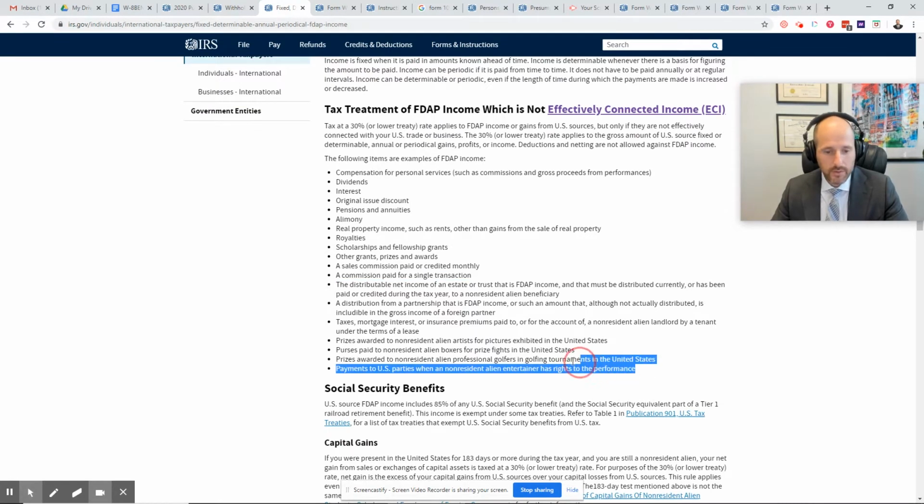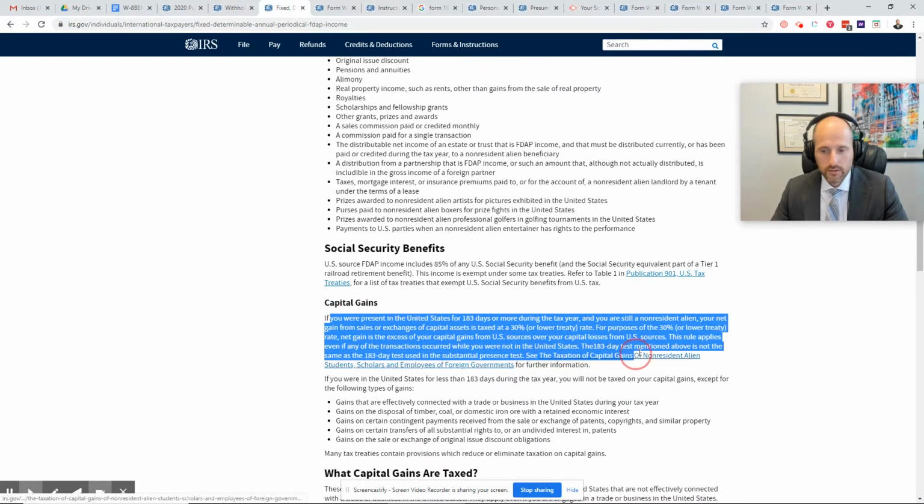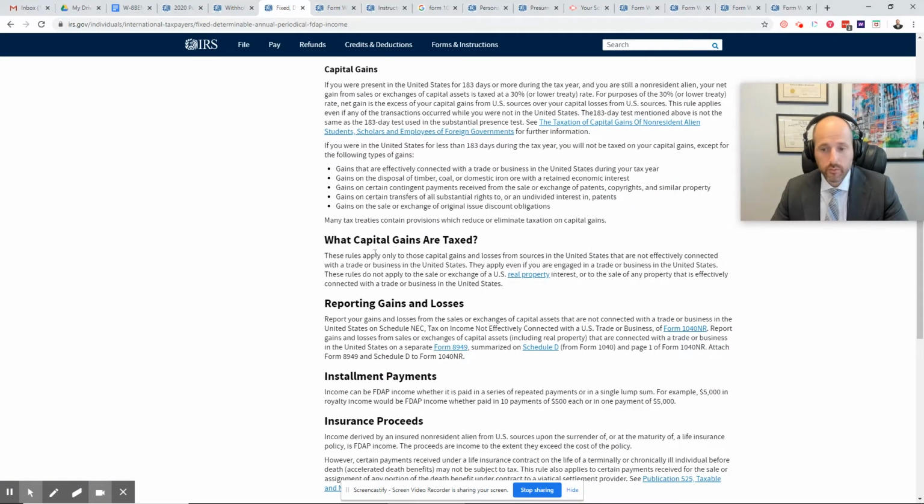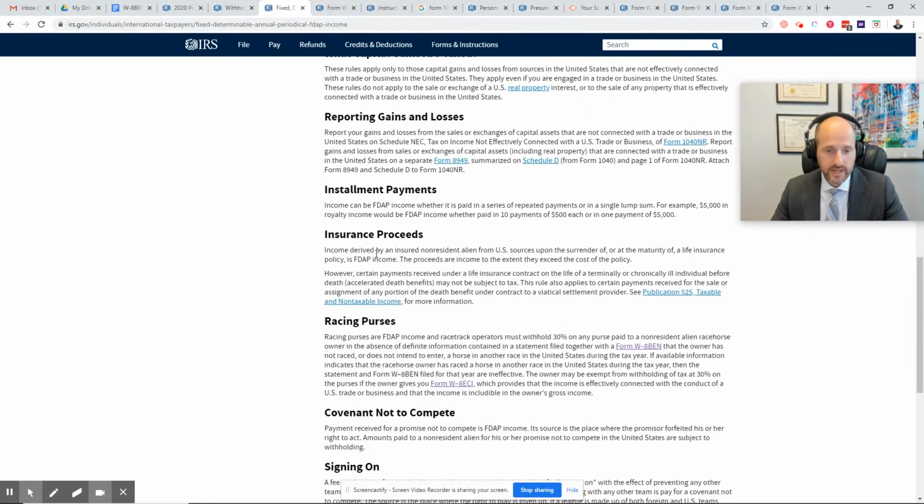I don't see anything here about insurance, prizes, purses, prizes for gambling. Capital gains really aren't U.S. source income. What capital gains are taxed? If you're a resident, then you have to pay tax here. Insurance proceeds, income derived by an insured non-resident alien from U.S. sources upon the surrender of or at maturity of a life insurance policy is FDAP income. The proceeds are income to the extent that they exceed the cost of the policy.